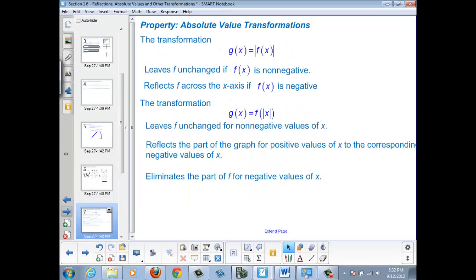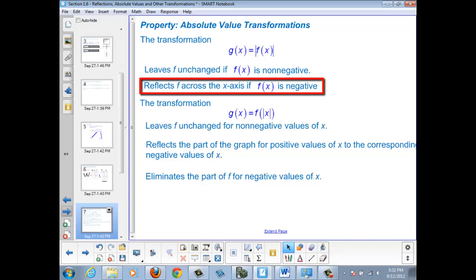So if we wanted to talk about this effect, we could say that if g of x is equal to the absolute value of the entire function f of x, what's going to happen is that my original function is unchanged if my original function is non-negative. So for all positive y values, no change. However, we get a reflection across the x-axis of my original function if my original function is negative.